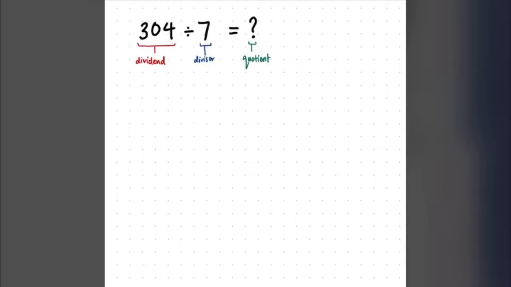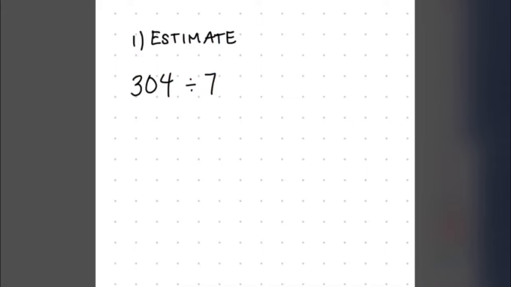The problem we'll be looking at today is 304 divided by 7. Let's start by making an estimation. There's lots of ways you could go forward with this, but let's try the compatible number strategy where we change one of the numbers into a different number that will make the equation easier to compute. So let's start by making our dividend 304 into a number that is a multiple of 7.